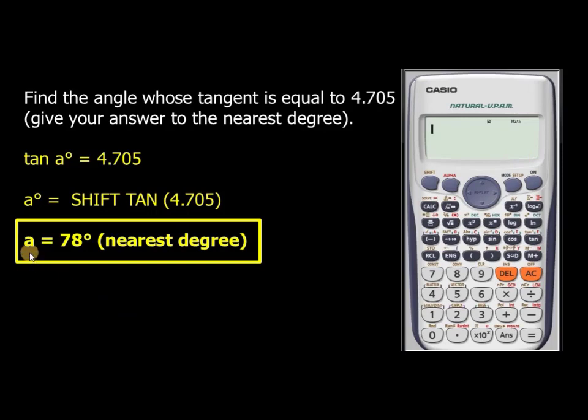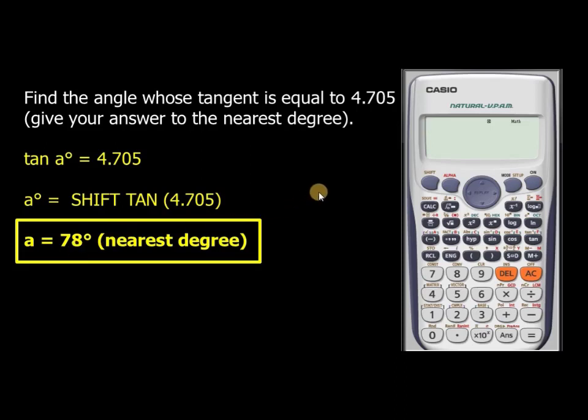The answer to this question is A equals 78 degrees nearest degree. Before I show you how to do this on a calculator, let's go back to the question. We want to find the angle whose tangent is equal to 4.705. So we start with this line. Tangent of angle A is 4.705. We need to go back to get the angle, so we go Shift tan 4.705, and we get the answer 78 degrees.